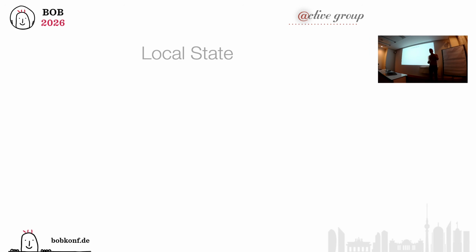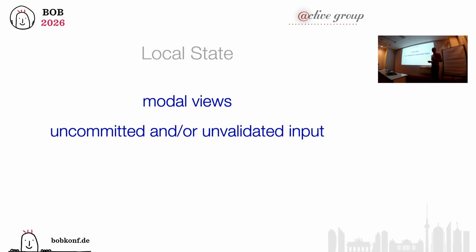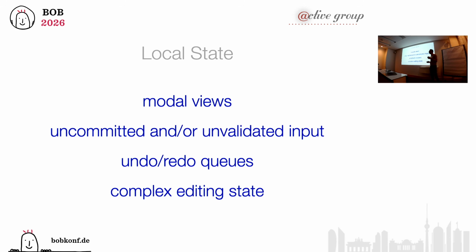But we said we also need local state because of modal views. Also, sometimes you enter stuff, and it needs to be committed. And while it's not yet committed, it's local. It's not yet in the model. For something like a text editor, you have an undo, redo queue. It's also something which is usually not persisted. So all this stuff has to be kept local. So how can we do that?